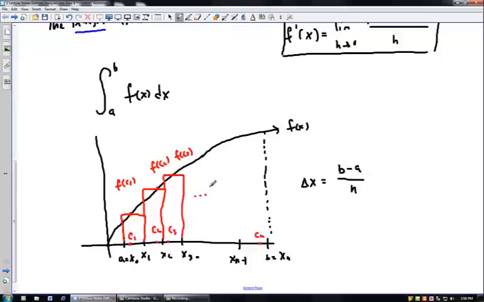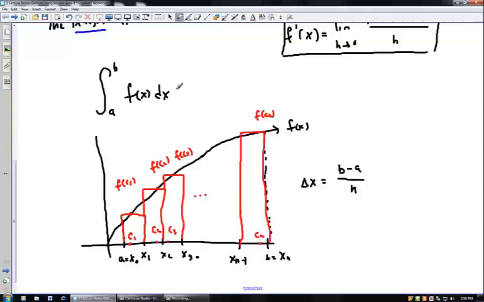Right, so dot, dot, dot, rectangles all in between. And then we have f of C sub n. Now notice we didn't rely on the left endpoint, the right endpoint, or the midpoint. All we basically did was chop these intervals up into pieces, and then we can add up all these rectangles.